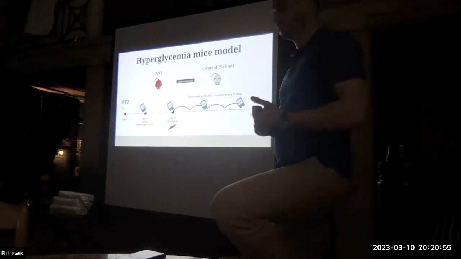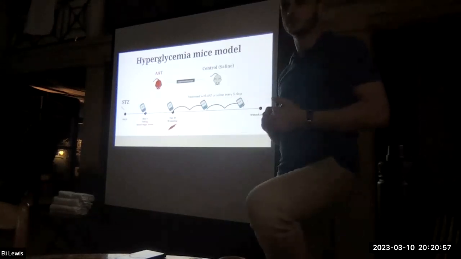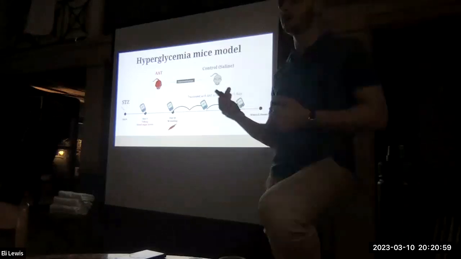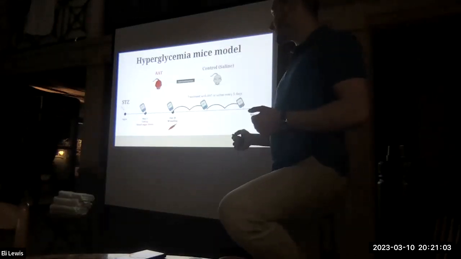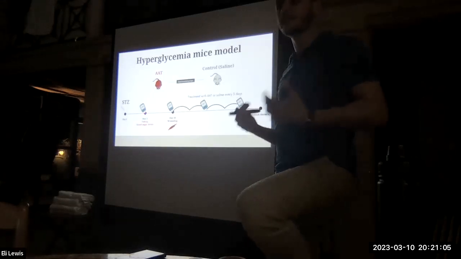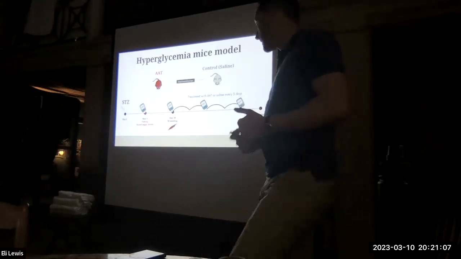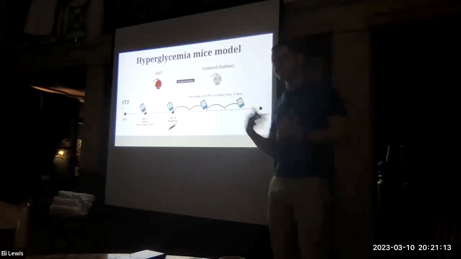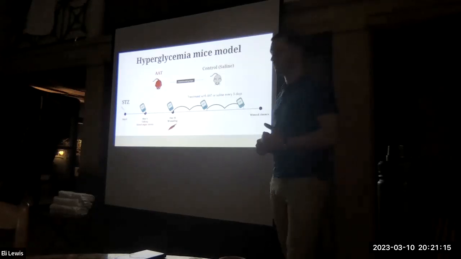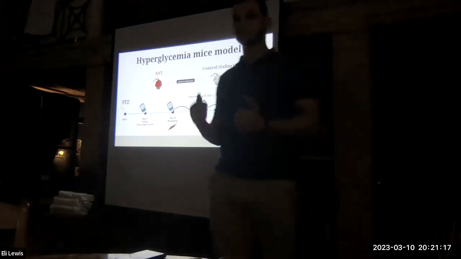After 3 days from the injection of STZ intraperitoneally into mice, we measured the blood glucose levels, and the glucose levels were high, and the mice were labeled as hyperglycemic. We waited 7 days, which is known to be the time it takes for serum proteins to get glycated.